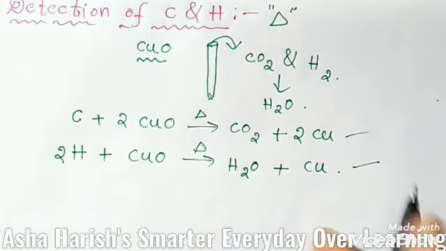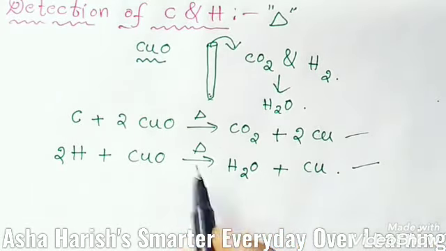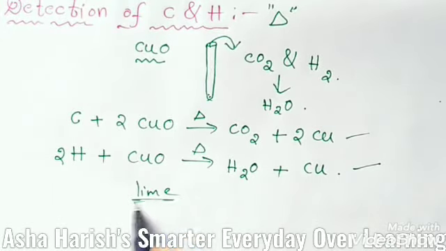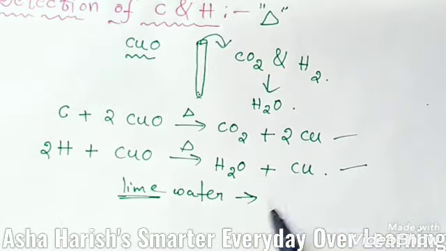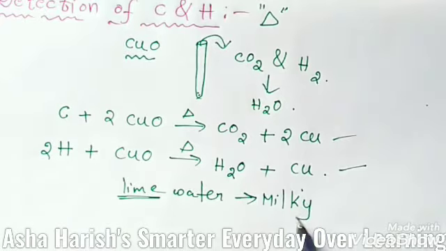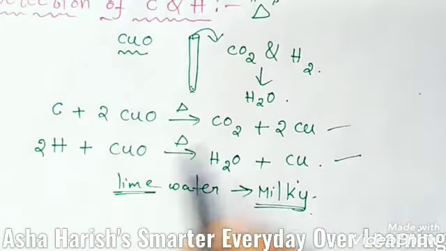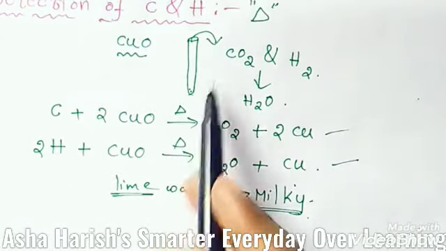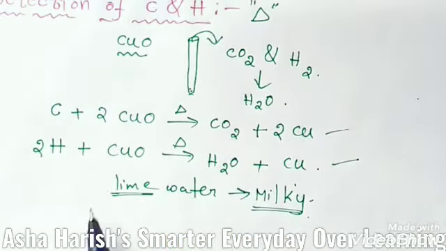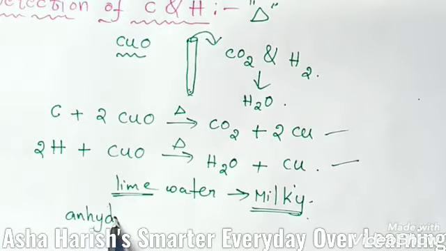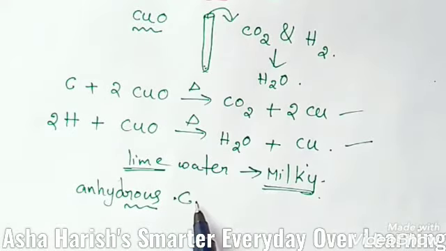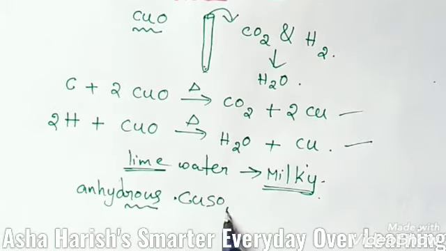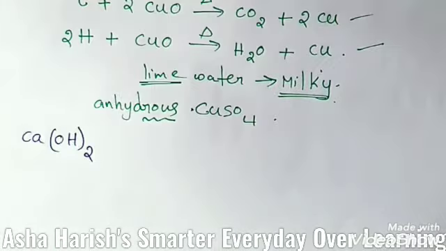And carbon dioxide turns lime water milky white. That you know very well. If you add CO2 to lime water, it will turn milky white. While water condenses on the cooler parts of the test tube and turns anhydrous copper sulfate, anhydrous meaning dry, the absence of water molecules, that is called anhydrous copper sulfate, CuSO4. Let's see the equations for this. Calcium hydroxide is the example of lime water.